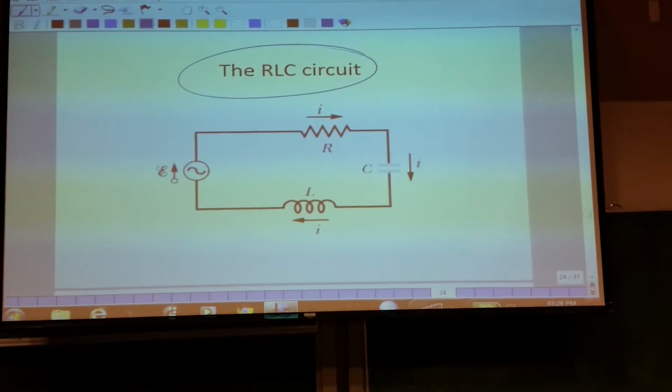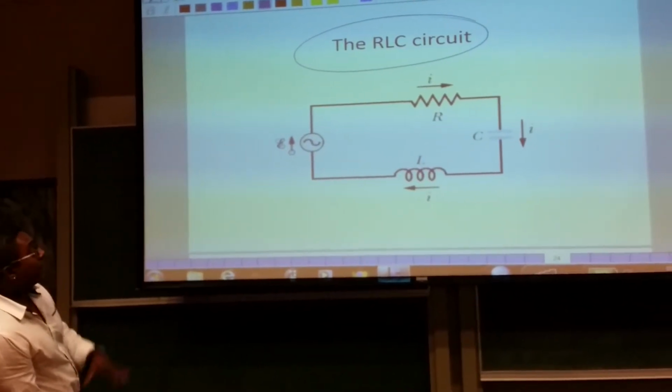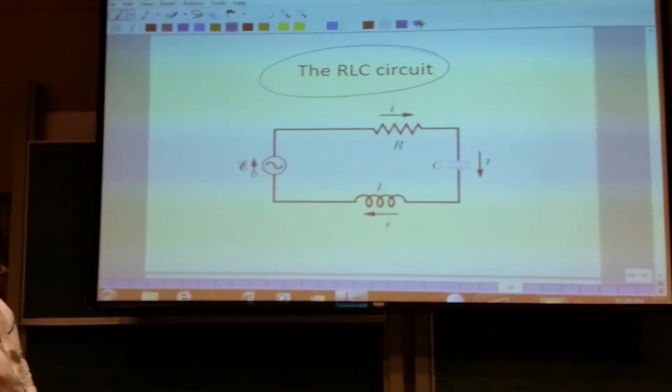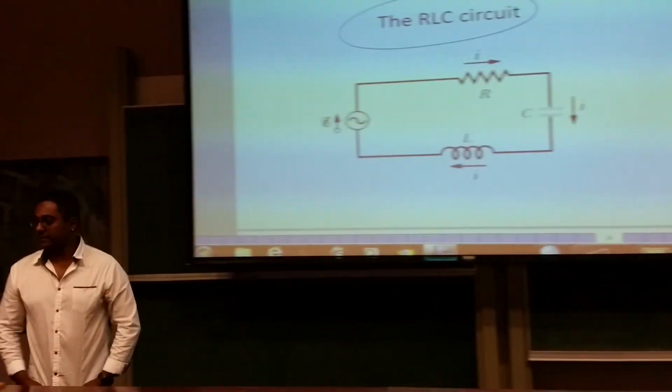So this is more a series circuit. It comprises three components. The main components will be a resistor, a capacitor, and an inductor. And we have a sinusoidal voltage, or what we call an AC voltage.